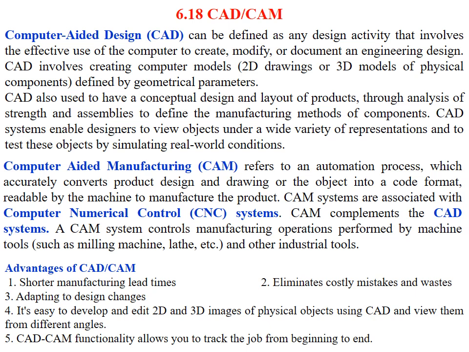Computer-aided manufacturing, or CAM, refers to an automation process which accurately converts the product design and drawing or the object into a code format readable by the machine to manufacture the product. CAM systems are associated with computer numerical control, or CNC, systems. CAM complements the CAD system. A CAM system controls manufacturing operations like milling, turning, etc.